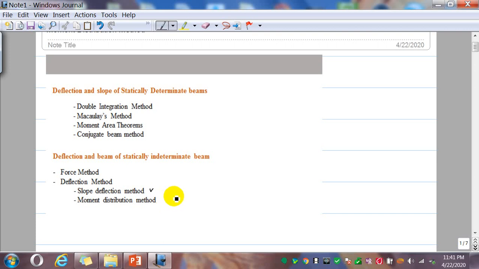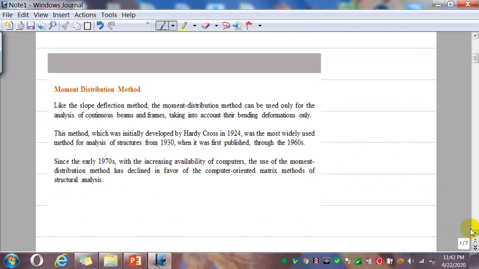In addition to this, you have already covered these 4 sections, which help you to solve statically determinate beams. And in statically determinate beams, you can use these methods to determine deflection and slope. So now we'll look at this moment distribution method.